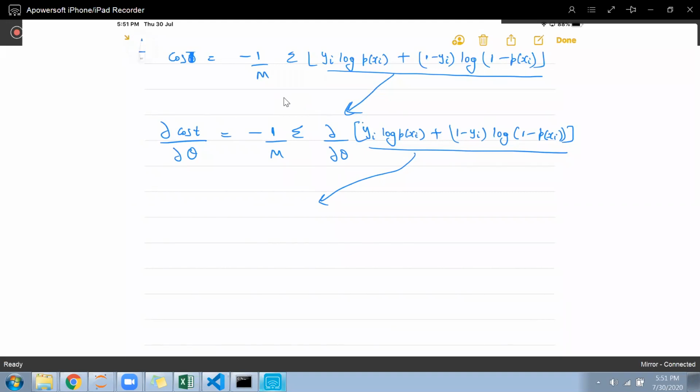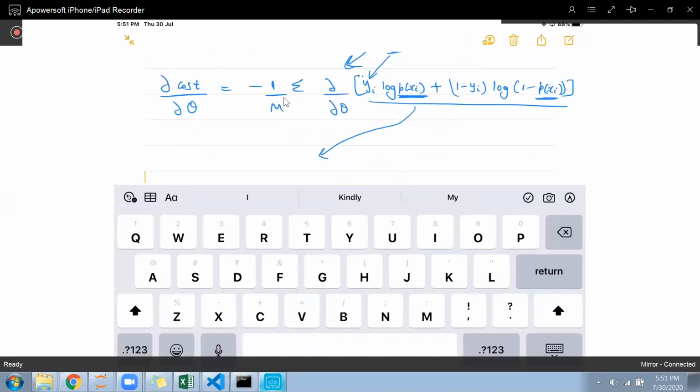Will theta be present in the yi? No. In which term? P of xi. Yeah, p of xi, na? So only p of xi will be dependent on theta. So all other terms that we have will remain constant. All right. So let's see the differentiation of the first part, we'll see only this part.